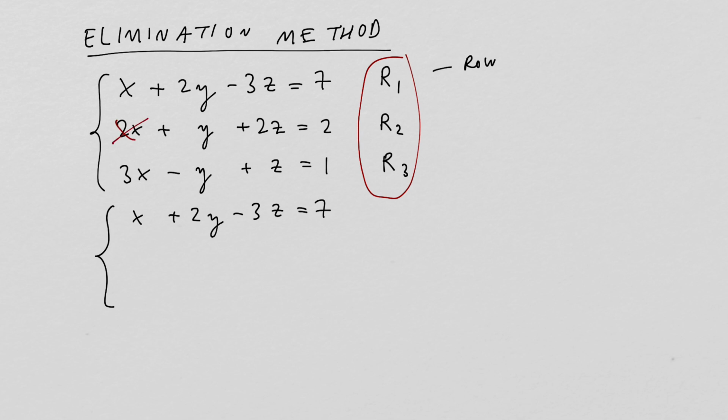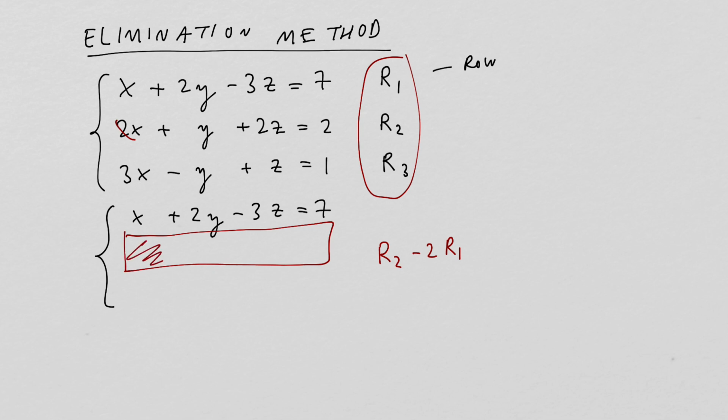Well, we could use the formula that if we take the second row and we add there -2 times the first row, this formula would produce a new equation where there is no x. So let's use this formula. We have 2x minus 2x, so we will get 0x.